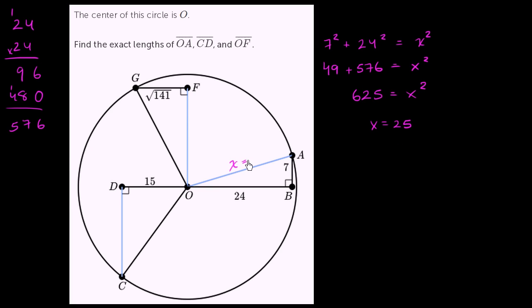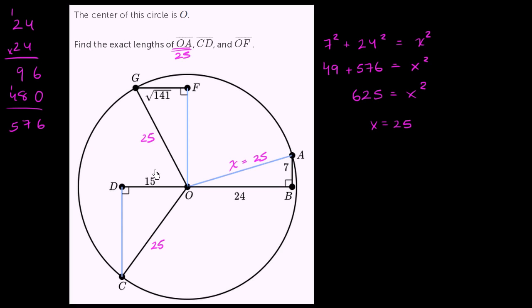So x is equal to 25, or another way of thinking about it, the exact length of OA is equal to 25. Now, how can we use that information to figure out this other stuff? All of these other right triangles have hypotenuses that are a radius of the circle, and so is OA. OG is a radius, and OC is a radius. We just figured out that the radius of the circle is 25. So OG is going to be 25, and OC is going to be 25 as well.